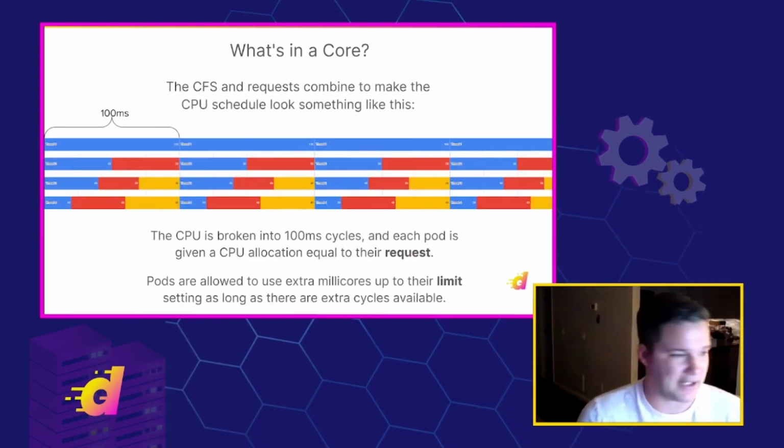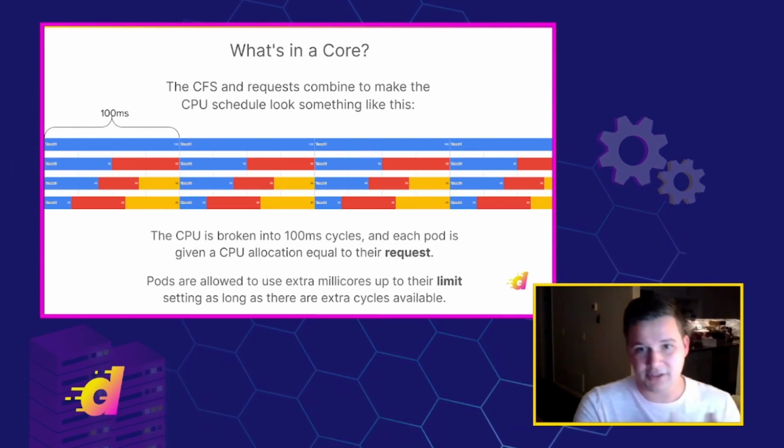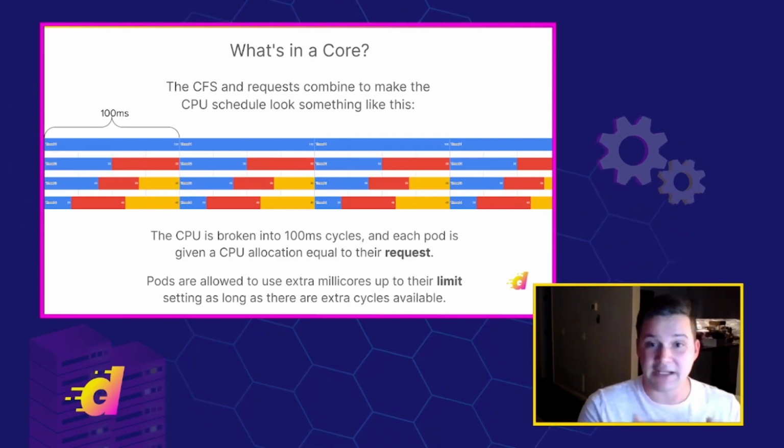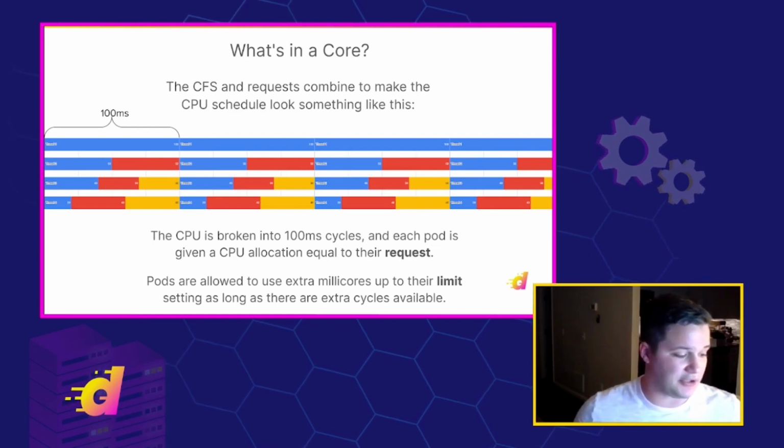So this is what it looks like back to back to back to back. It makes sense. We have 100 millisecond chunks. We have them again and again and again, and that's how the CPU is provisioned.